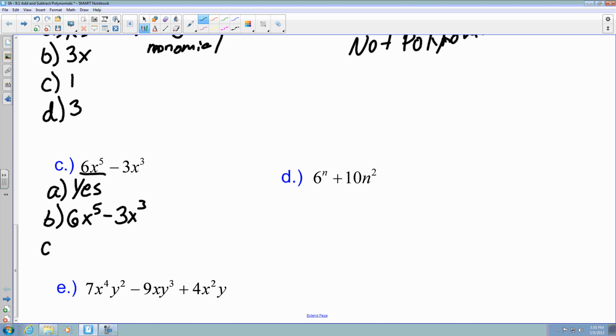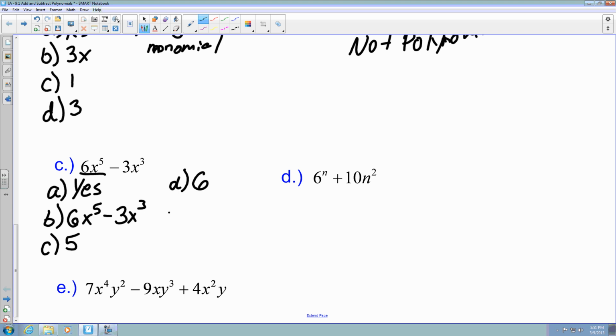For C, they want to know what the degree is, and so the greatest degree is 5, so I'm going to write that here for C. For D, they want you to find what the lead coefficient is, so to the 5th power, the value that's attached to the variable is 6, so the lead coefficient is 6.